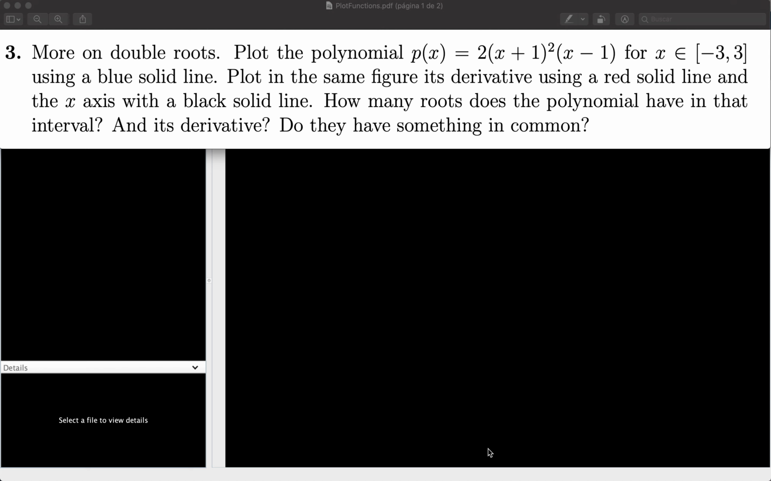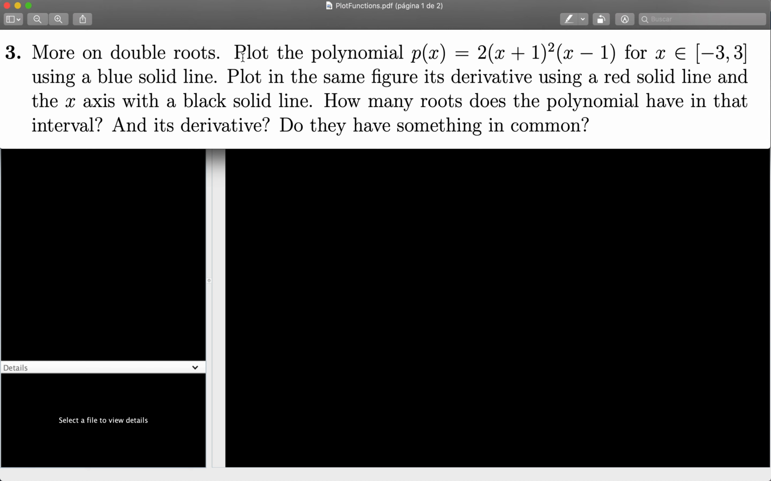Hello everybody. So in this video we are going to solve exercise 3 from the problem list in plotting functions. This exercise is a natural continuation of exercise 2. So now we have more things on double roots.